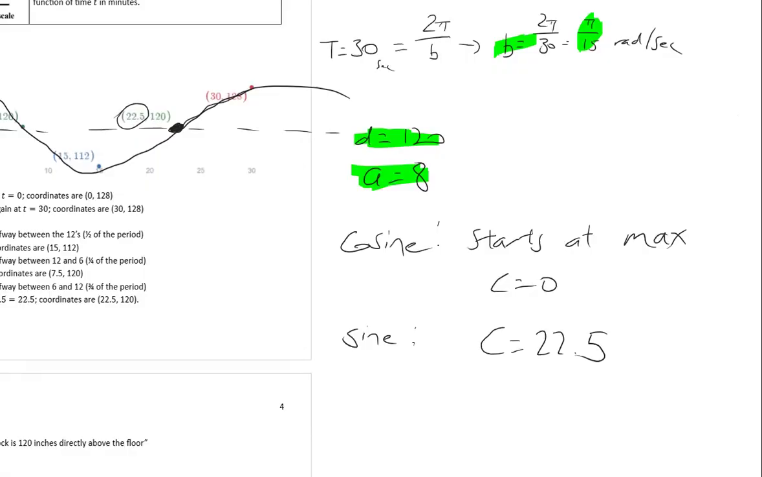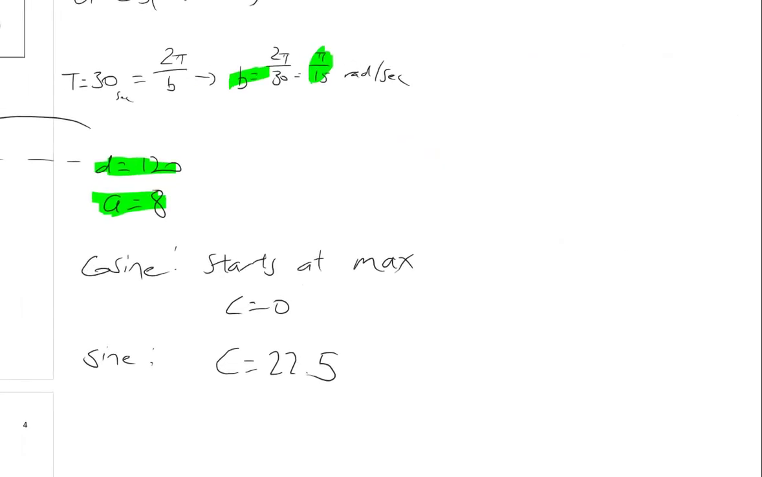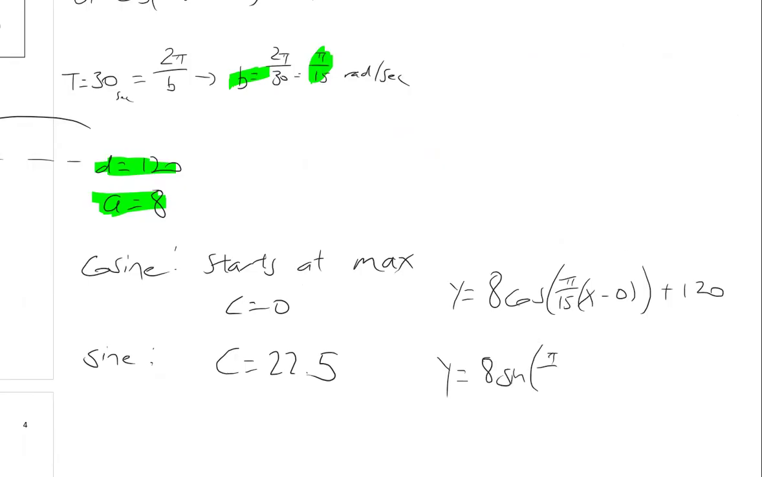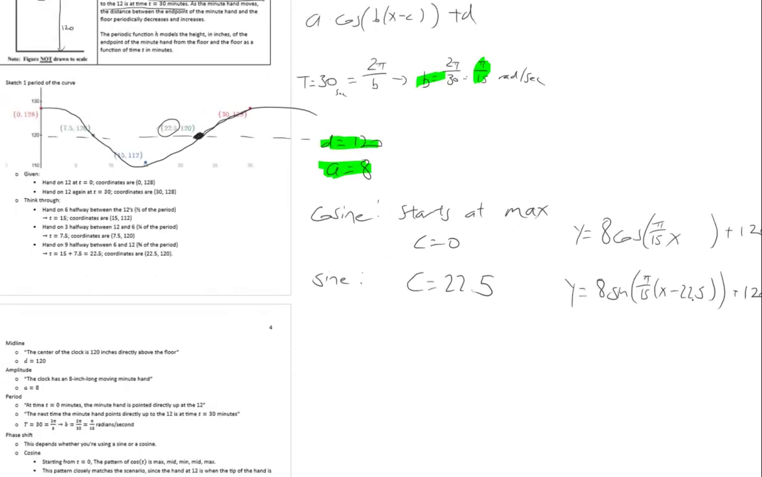So we have our two models. For cosine, it'll be 8 cosine of pi over 15 x minus 0 plus 120. And for sine, it will be 8 sine pi over 15 x minus 22.5 plus 120. Those are our two models. Of course, you could simplify this top one, just be x, like that. You could distribute this pi over 15 to the bottom one if you want. I'm not going to do that, though. All right, those are two models.